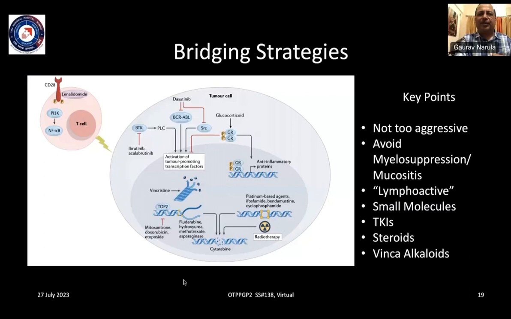Remember, unlike transplant, we do not need the patient to be in remission. To go for a bone marrow transplant, the patient needs to be in remission. In case of CAR-T, we do not need the patient to be in remission. So we just need the patient to be in good condition.